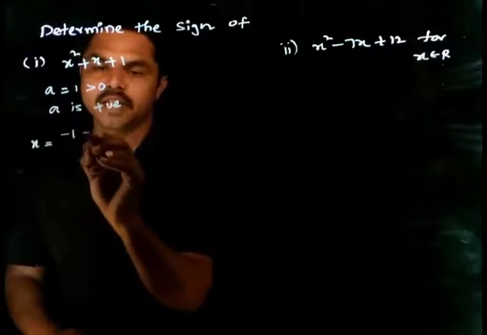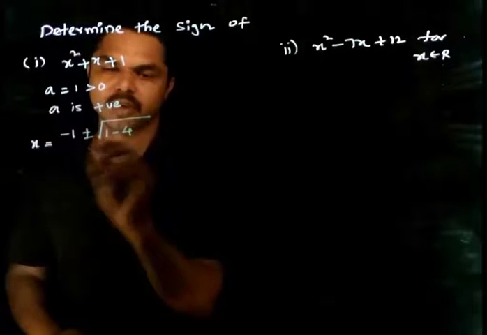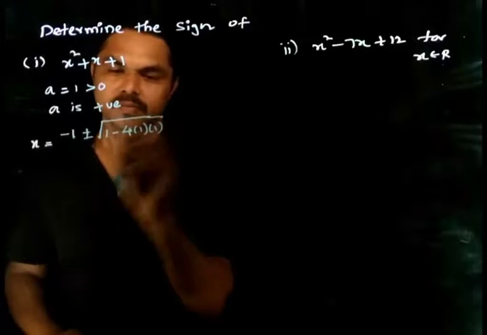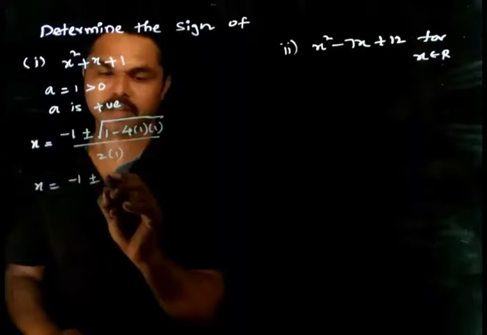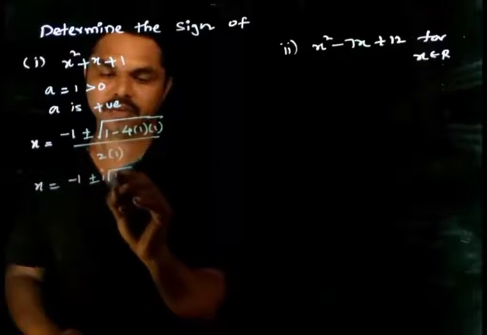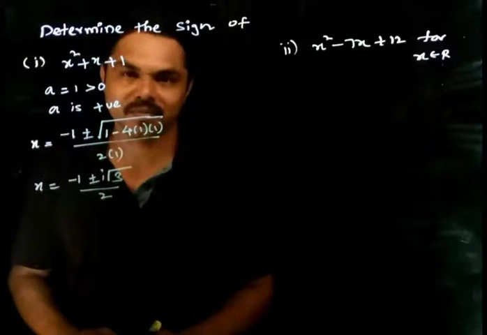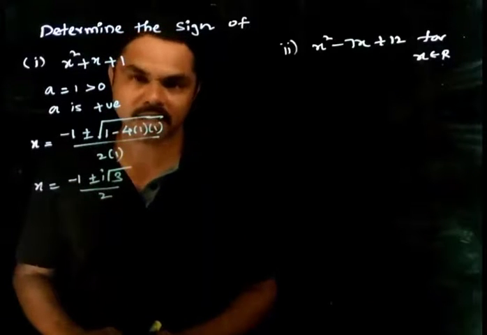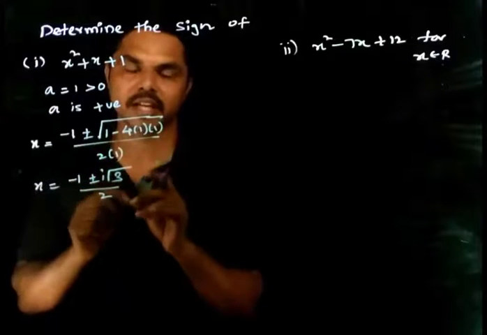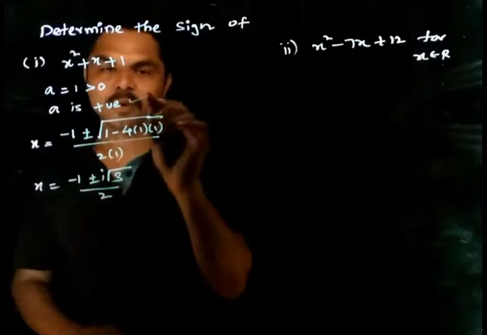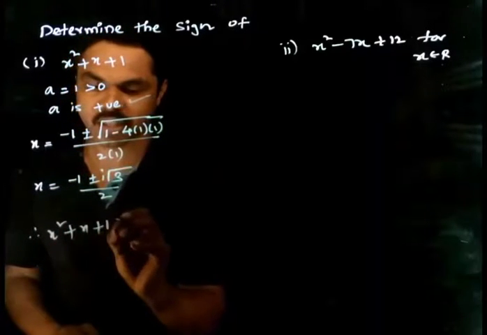Roots are minus b plus or minus root over b square minus 4ac by 2a. That means 4 ones are 4, by 2a, again 1. So x is equal to minus 1 plus or minus root over minus 3, that means i root 3 by 2. So here the roots are imaginary. According to the first theorem, if the expression has imaginary roots, then the expression and the coefficient of x square, that means a, both have the same sign. Here a is positive, so it is very clear the expression x square plus x plus 1 is also positive.